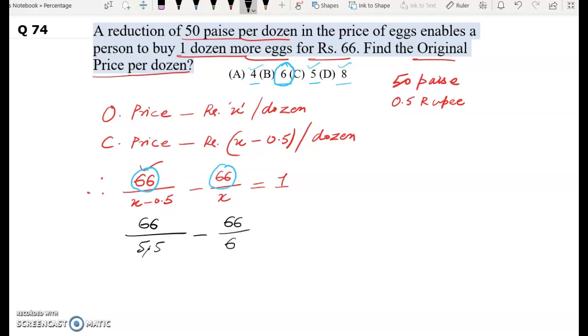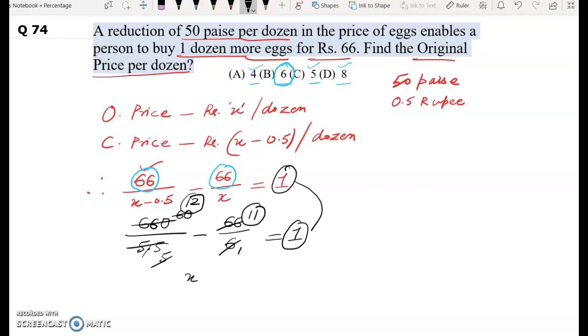Now if I remove this decimal, I will have to add a 0. 11 into 5, 11 into 6, 0. 5 into 12, 6 into 11. Now 12 minus 11 is 1. So this satisfies this equation. This is the same. So our answer will be rupees 6 per dozen. Original price is rupees X per dozen, rupees 6 per dozen, and this is our answer.